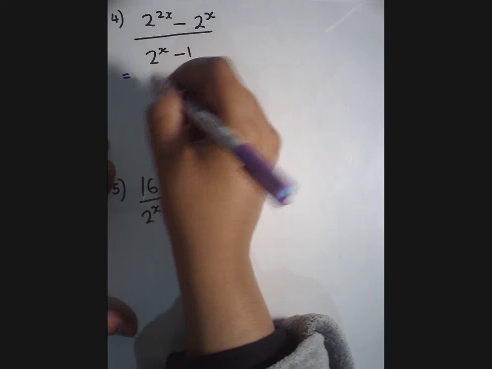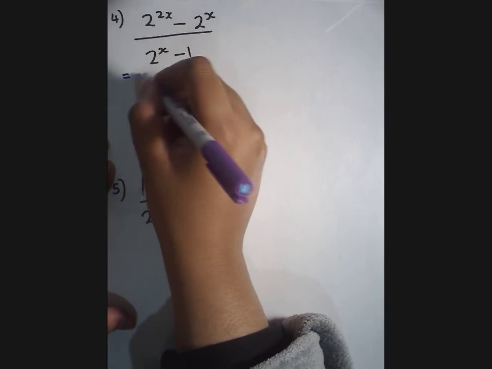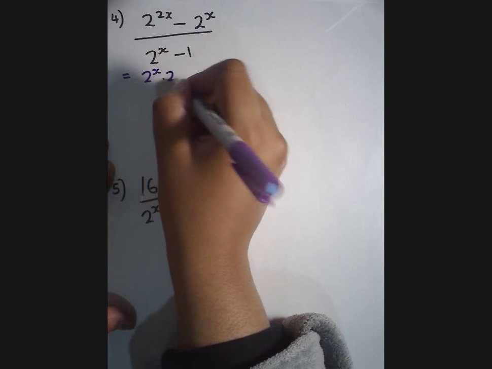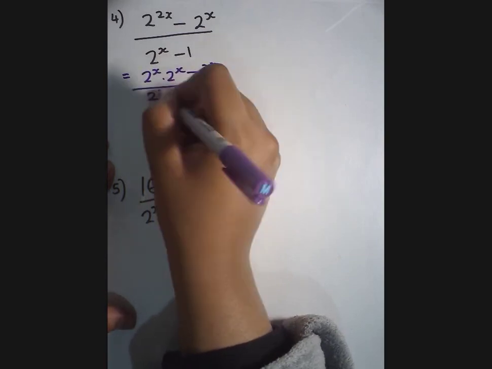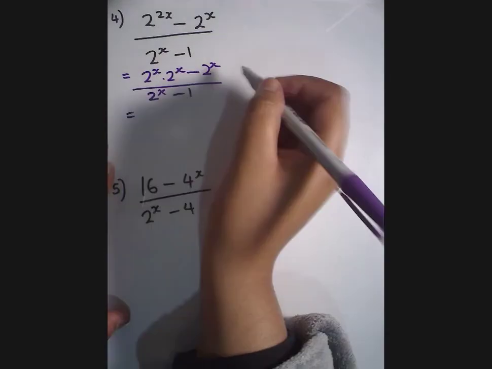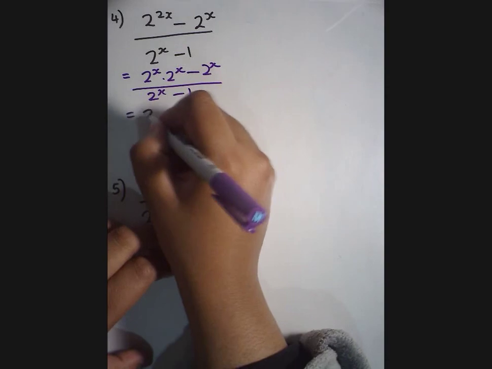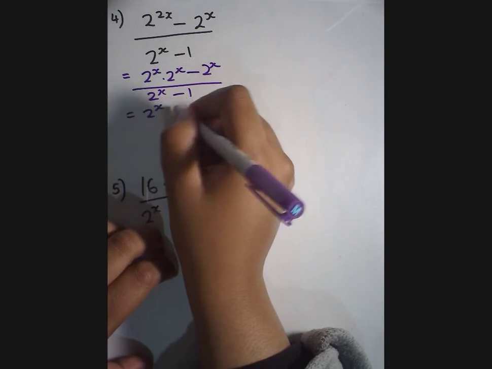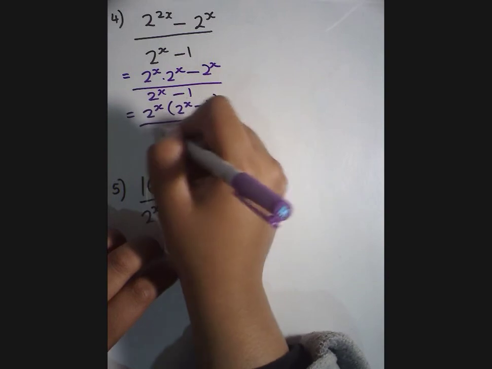So when I take away here, and I remember this is 2 to the power of x times 2 to the power of x. So let's separate it so you can understand. It means that minus 2 to the power of that, all over 2 to the power of x minus 1. So now I've got a common factor, I take it out. So when I take it out, I say 2 to the power of x. When I'm left here, I'm left with 2 to the power of x. When I'm left here is minus 1, all over 2 to the power of x minus 1.